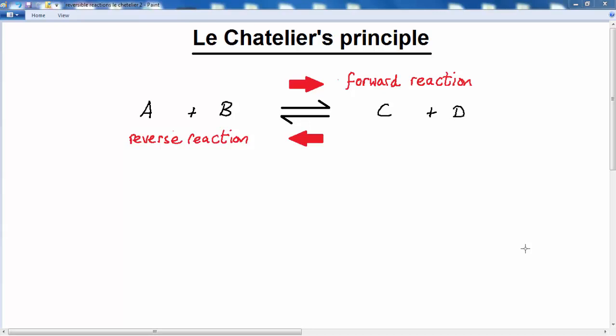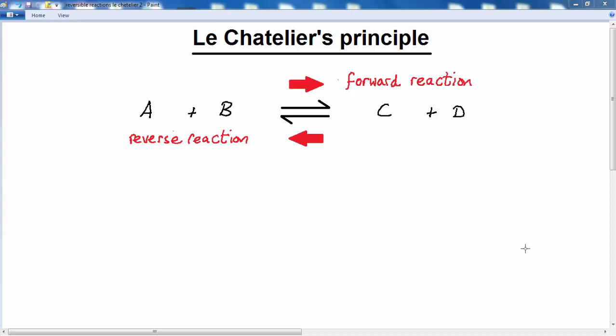So here we've got our typical reversible reaction. We've got A plus B makes C and D. There's a forward reaction and a reverse reaction, and we can assume that this is in dynamic equilibrium now. So what that means is that the reaction has reached a point at which the amounts of A and B or C and D are no longer changing. They are in equilibrium. So the reverse reaction is going at the same rate as the forward reaction. We say it's in dynamic equilibrium.